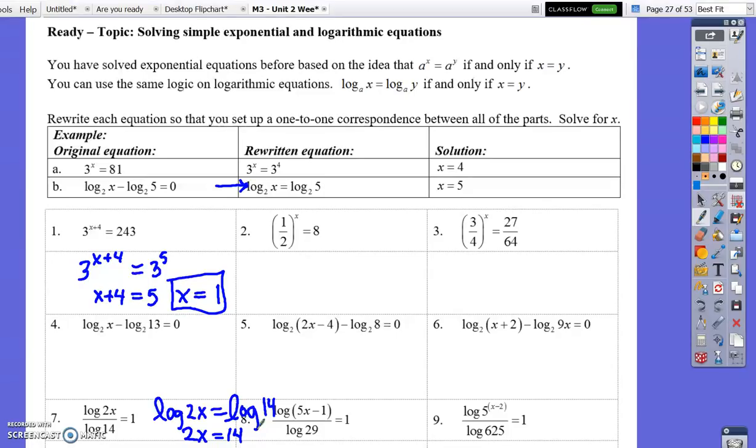There's not enough room. So go ahead again and pause the video right now, and I'll have the answers for you. Please try to pause before you get there.